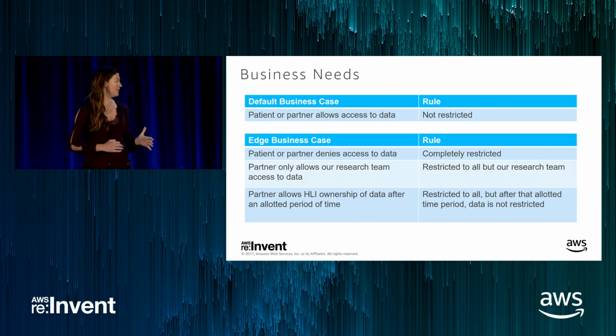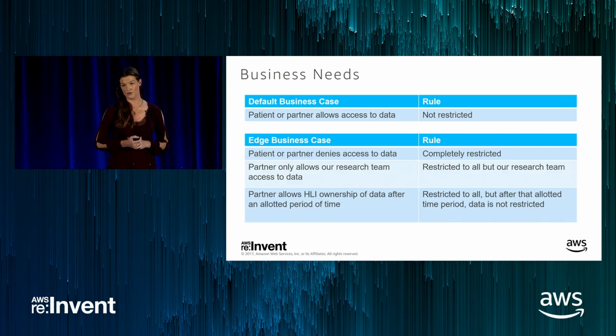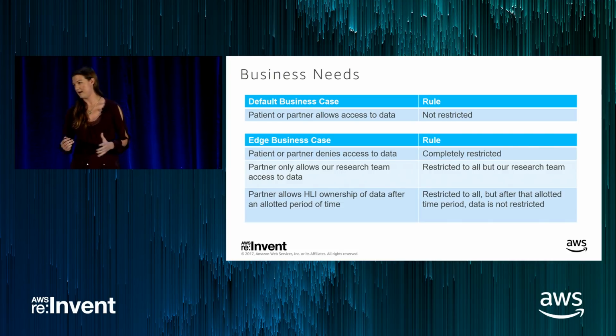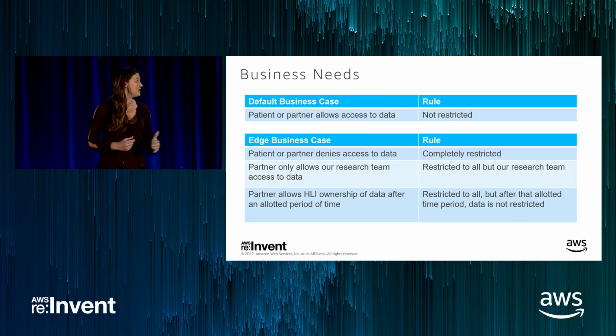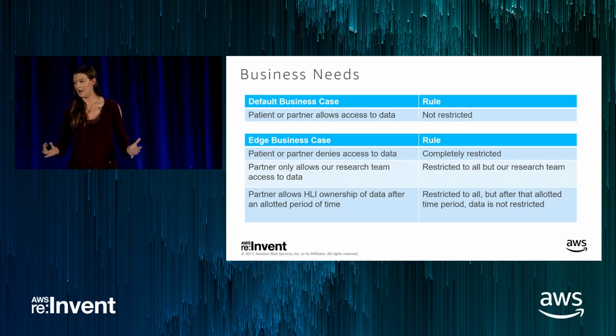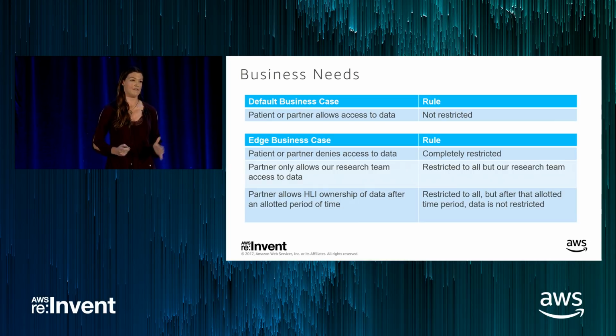And the third and final one is a partner allows HLI ownership of that data after an allotted period of time. So let's say it's after a year of sequencing. So a year after that sequencing date, that data belongs to HLI and we can have access to it. But during that year period, we are not allowed to have access to it, so it is restricted.